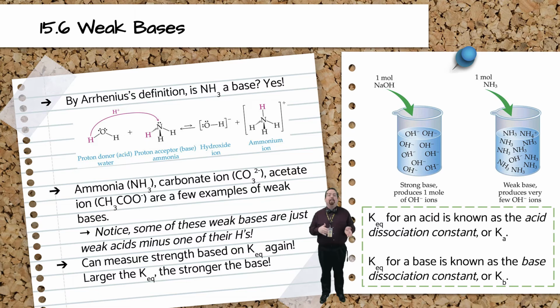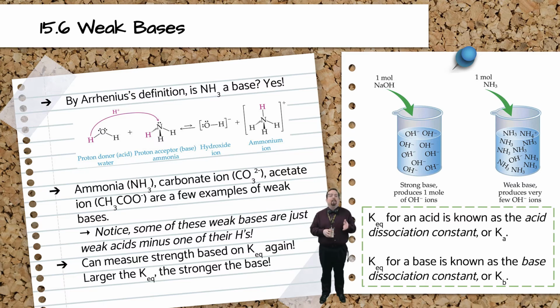You might notice some of these weak bases are just weak acids without one of their H's. For instance, acetic acid minus its H is just the acetate ion. This will become important for our last section. We can measure the strength of our bases based on their KEQs just like we did with acids. The larger the KEQ, the stronger the base.